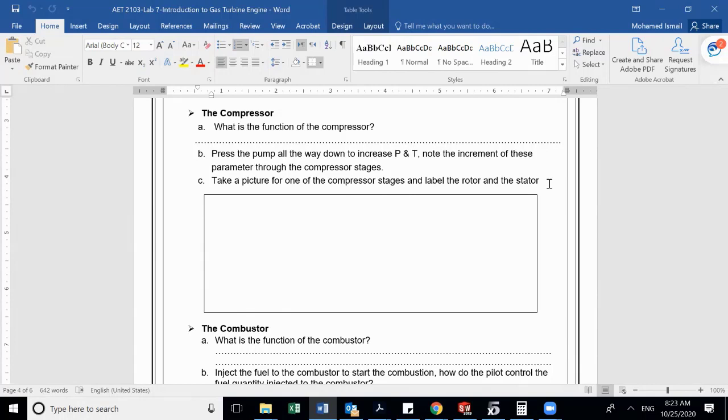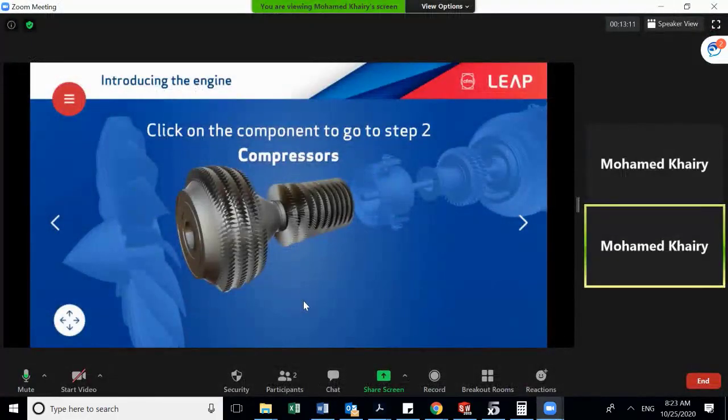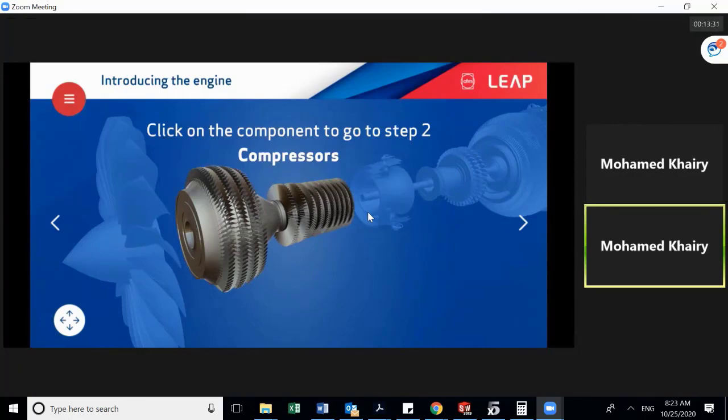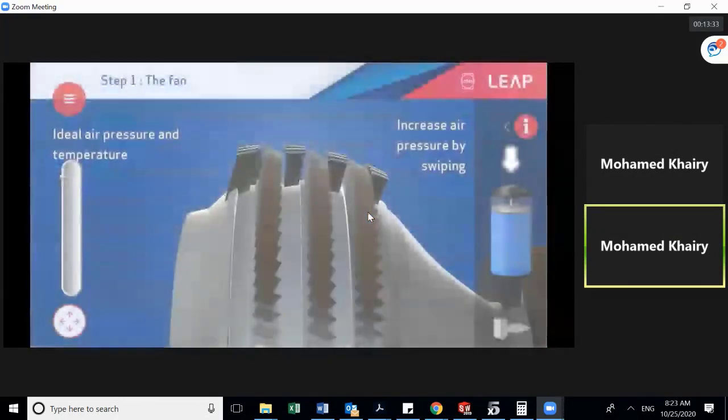Okay, so let's investigate the compressor. And as you can see here, the first part of the compressor is separated from the second part of the compressor. There are actually two spools. So there is low pressure compressor, and then there is high pressure compressor. Right. Let's investigate it.